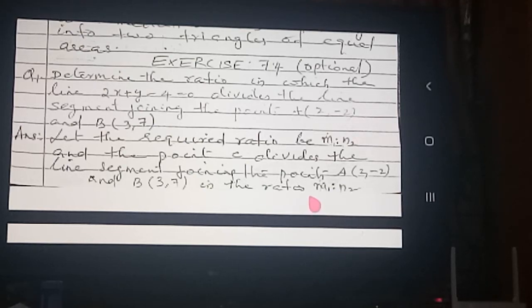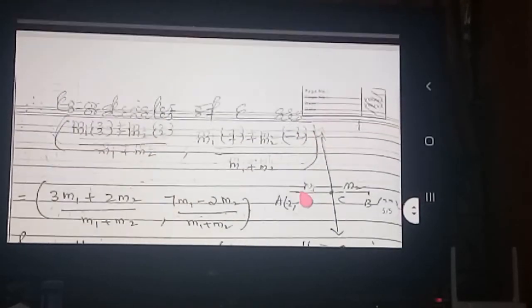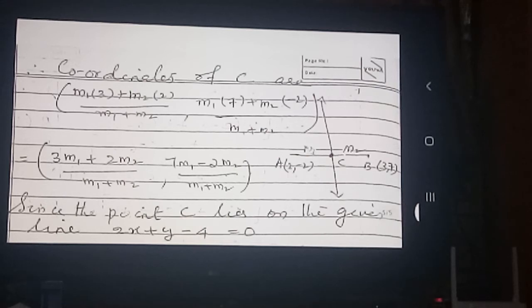Okay. So I have drawn the diagram downside, you can see. This is the line segment joining the points A (2, minus 2) and B (3, 7). This is another line. Our line is there, no? Which line? 2x plus y minus 4 line is there, no? This line divides this line segment in the ratio M1 is to M2 at which point? At the point C. The point of division is C.